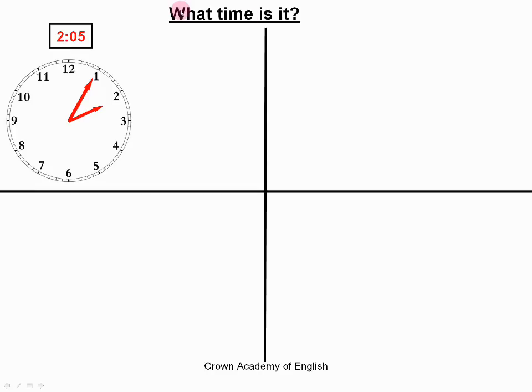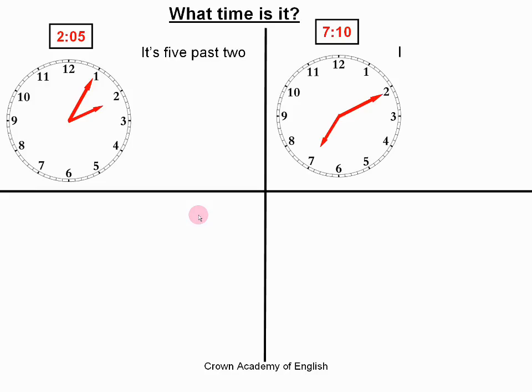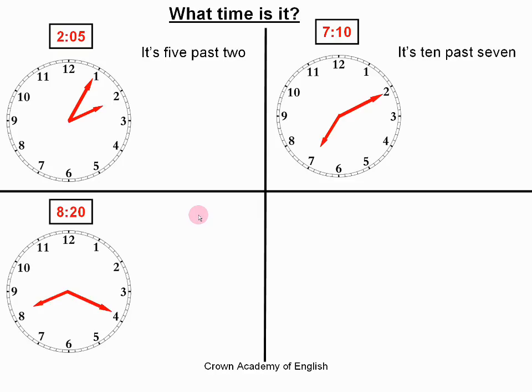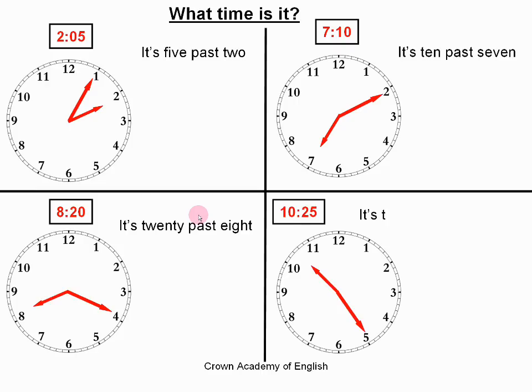Now, this is slightly different. What time is it? It's 2:05. It's 7:10. It's 8:20. It's 10:25. Okay? So, this time, the important word is past.